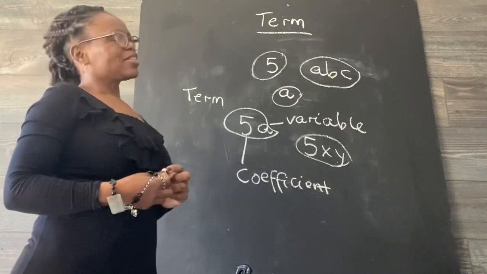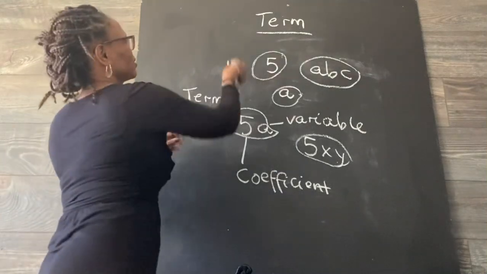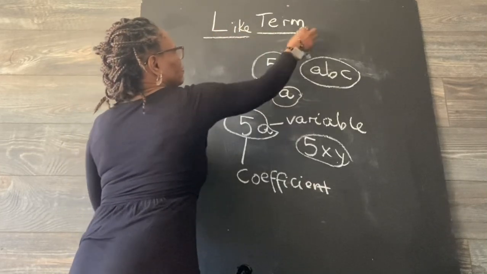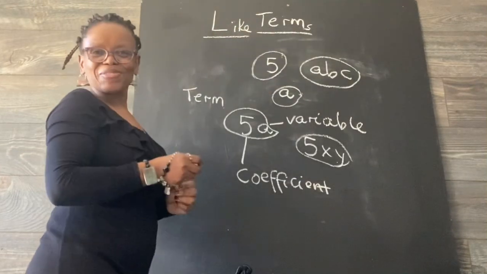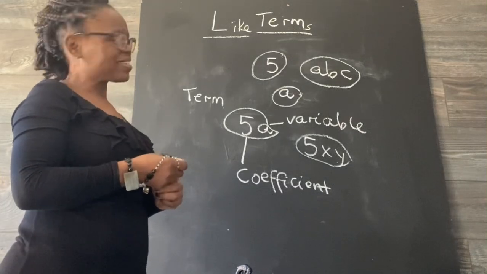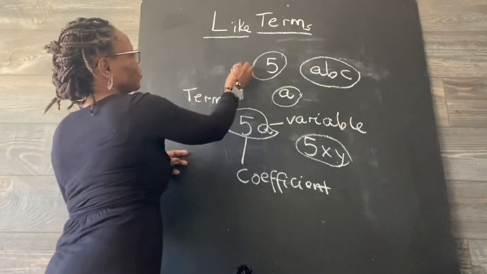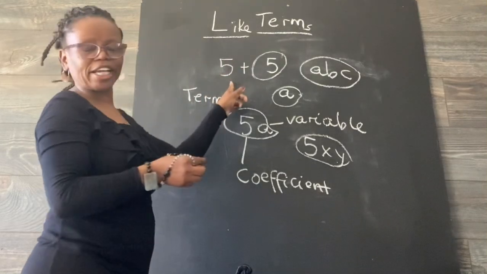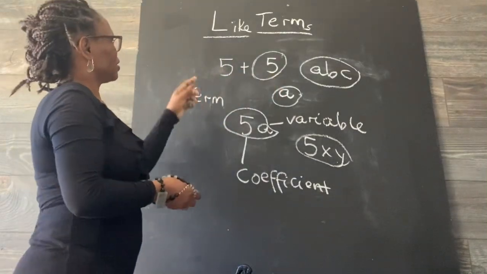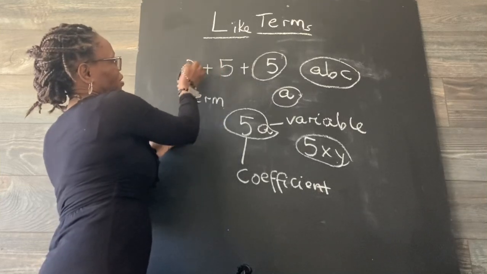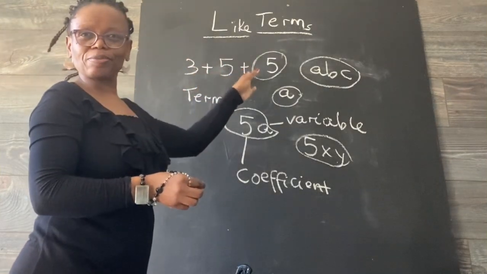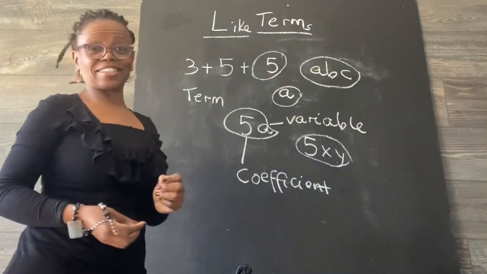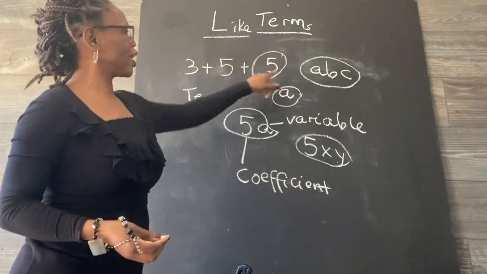Now, let's talk about like terms. What do you think like terms means? If we have 5 and 5, these are like terms. These are also like terms. They are alike in that they don't have tags. These are just numbers with no tags.